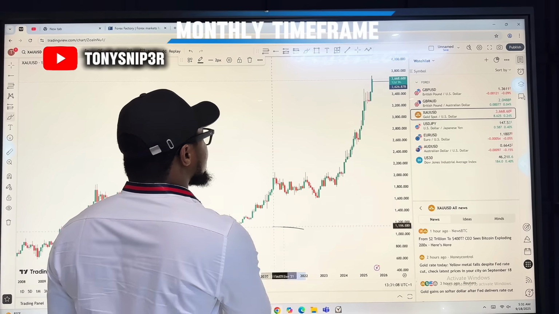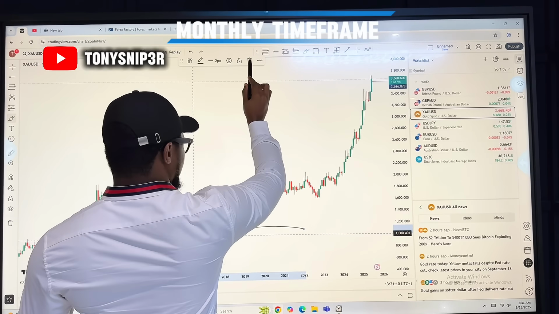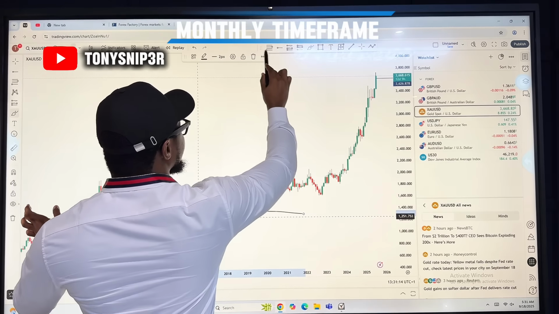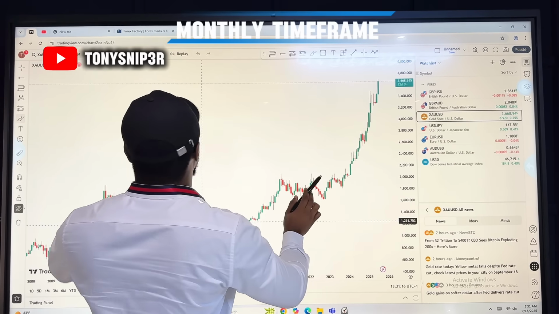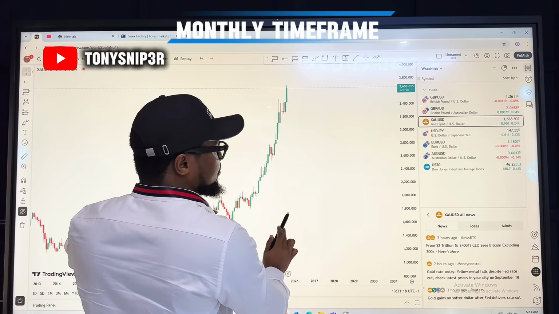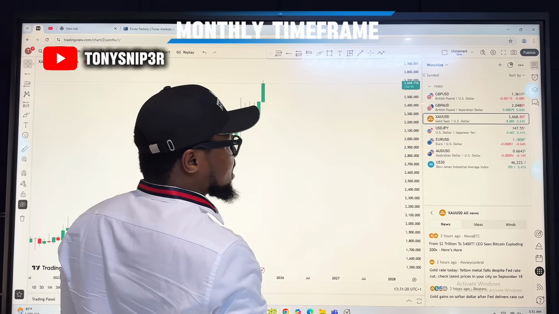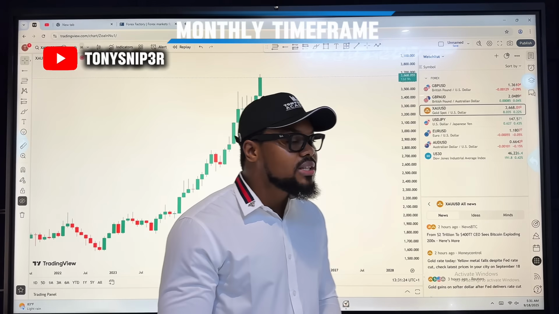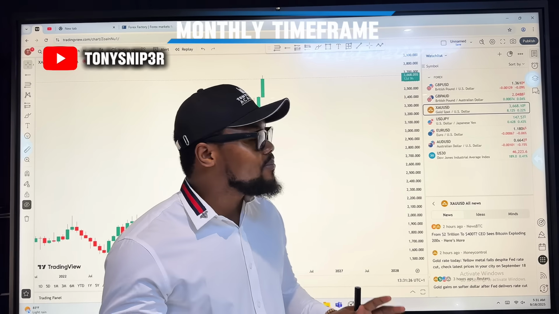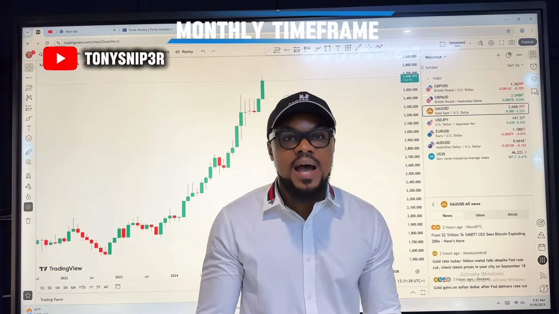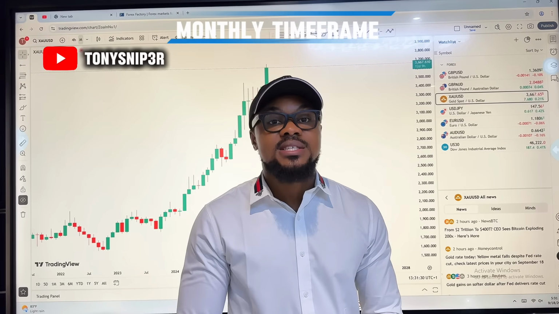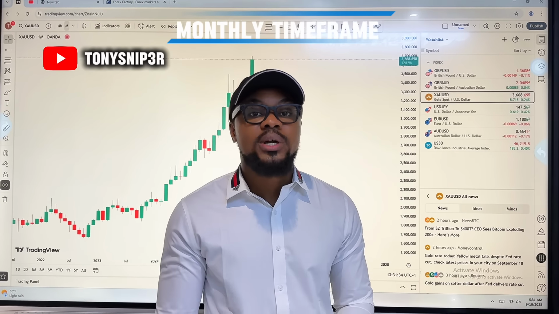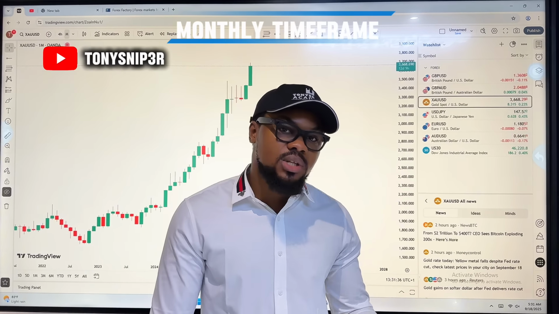Now, how does the monthly chart concern each time frame? You need to understand that the monthly time frame helps you understand where the market is heading for that month. Now, this is the month of September. How would you know where the market is heading to? You need to check the monthly time frame.